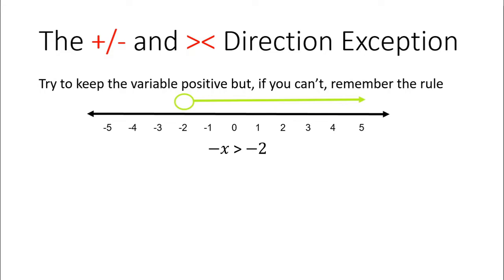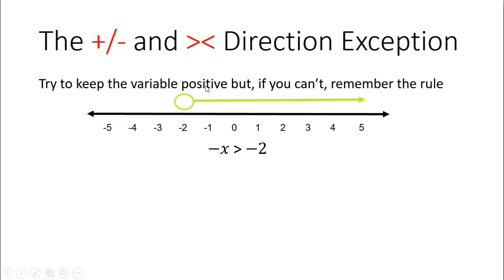First of all, I've got this inequality here, and it seems pretty simple. Negative x is greater than negative 2. There's not much for me to do to try and solve it. I just need that negative x to be positive, so I need to change the plus or minus sign. Now that's where our exception comes in.